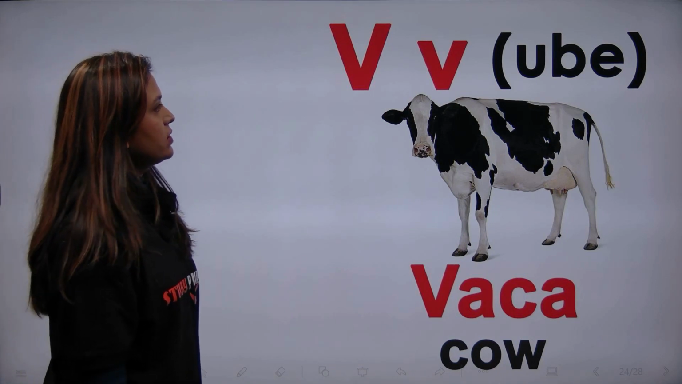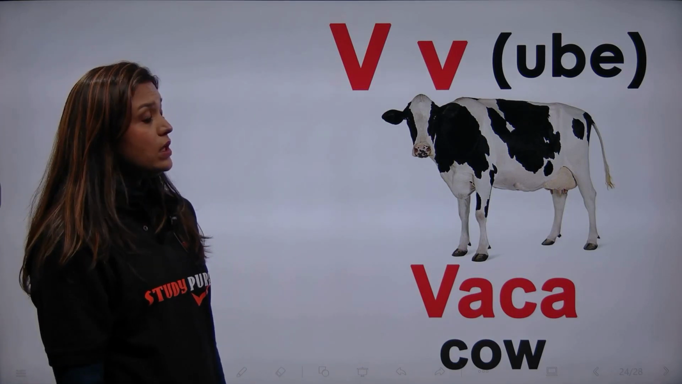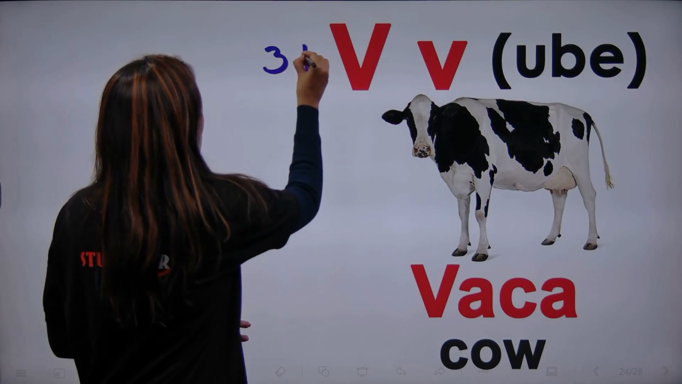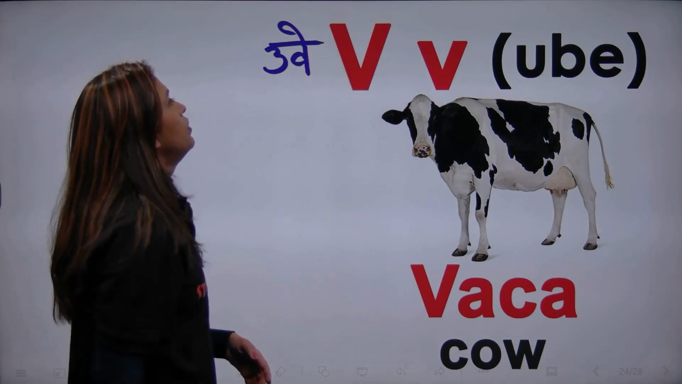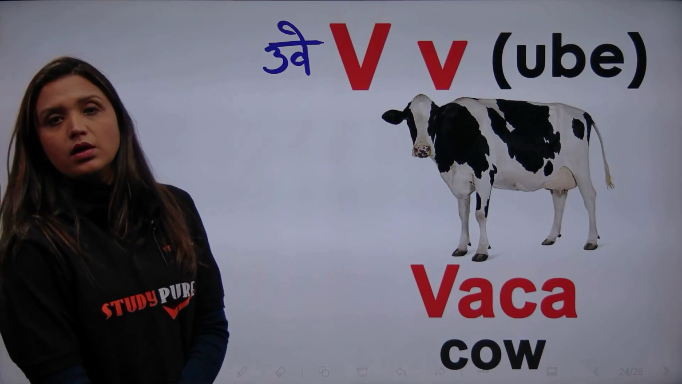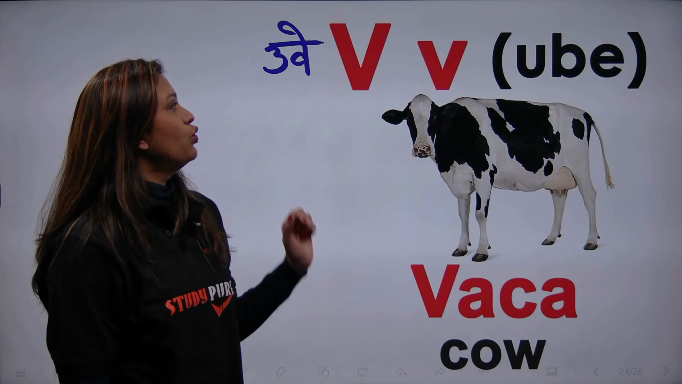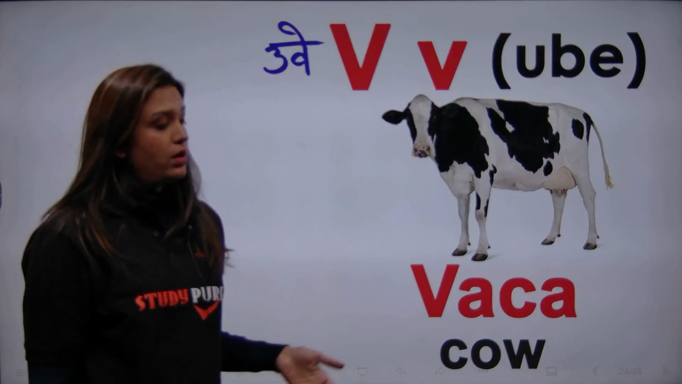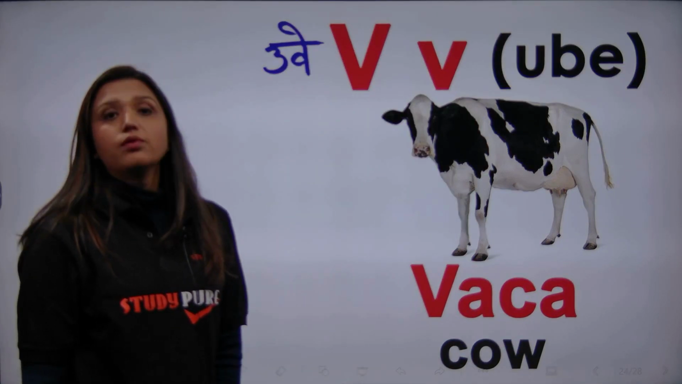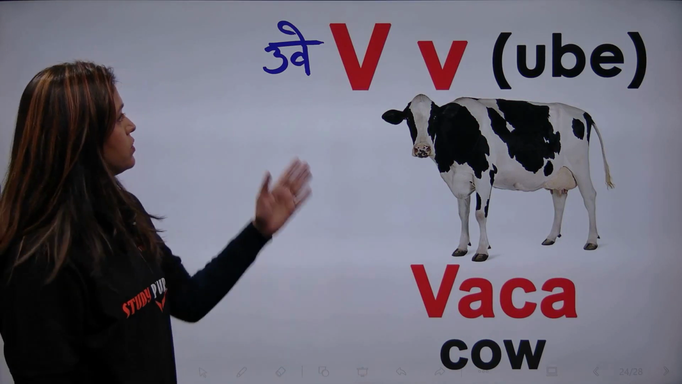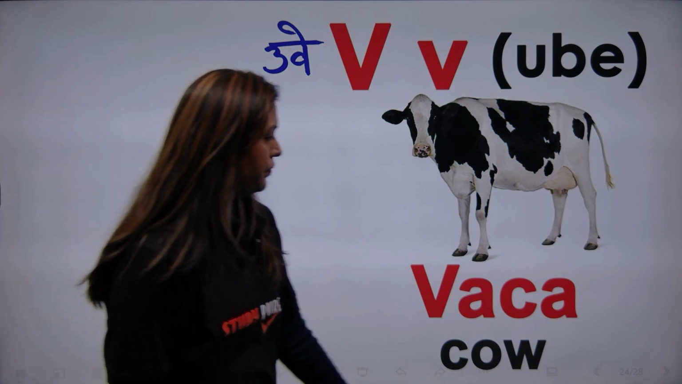What do we have next? We have V. And how do we call a V in Spanish? Uve. That's V for you. Uve. And V for vaca. Vaca. That's a cow. Vaca. So that's alphabet V.